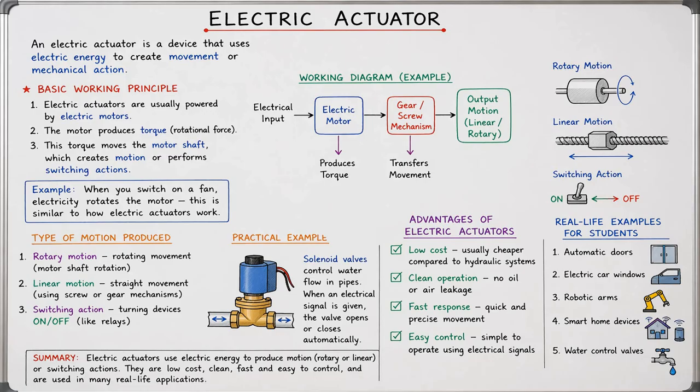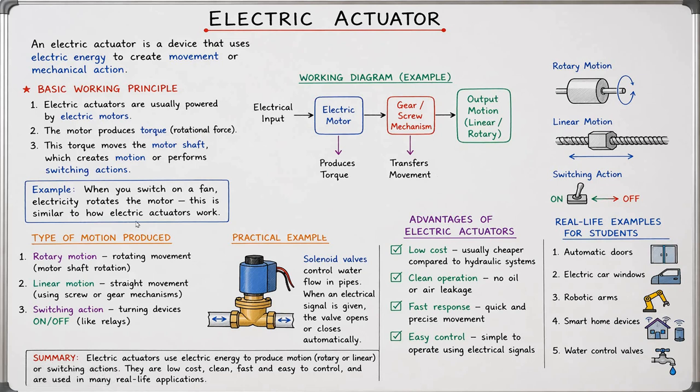One example is when you switch on a fan, the electricity rotates the motor. This is similar to how electric actuators work. Here you can see a simple working diagram of the electric actuator, where you give an electrical input to an electric motor which will produce a torque. This is in turn given to the gear or the screw mechanism, where it transfers the movement, and thus you get an output motion in the form of linear or rotary motion.